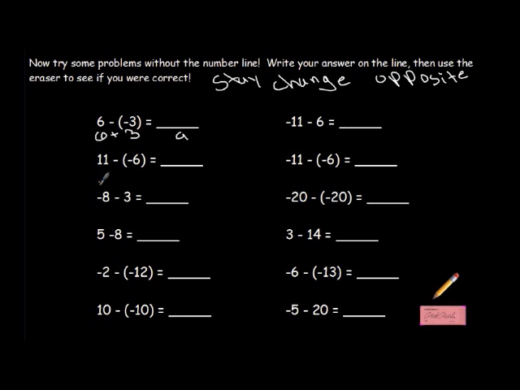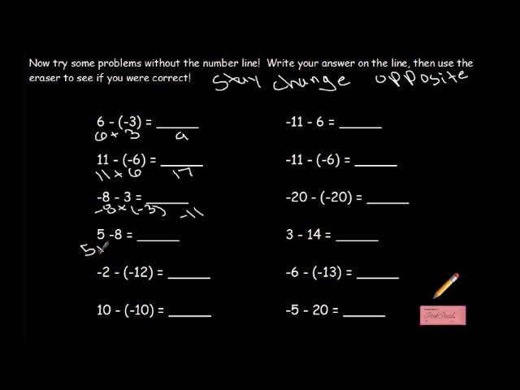Over here, stay, change the minus to a plus, negative 6. And the opposite is 6, so 11 plus 6 is 17. Stay. The opposite of minus is plus, and then the opposite of negative 3 is positive 3. So this is negative 8 plus negative 3. Same signs. Add them together. Keep the sign. 5 minus 8.